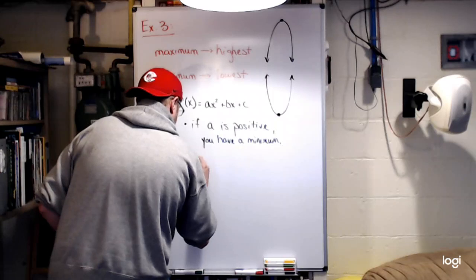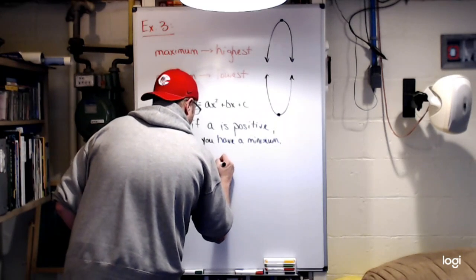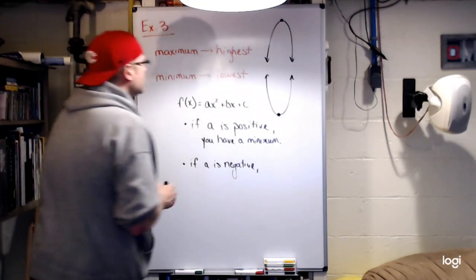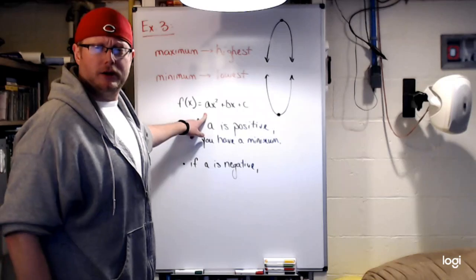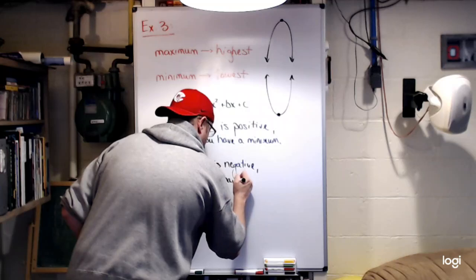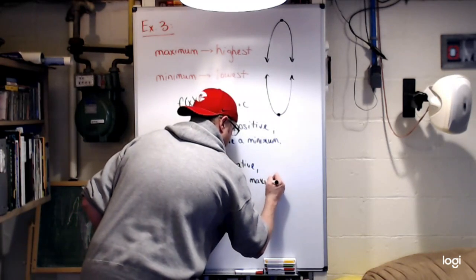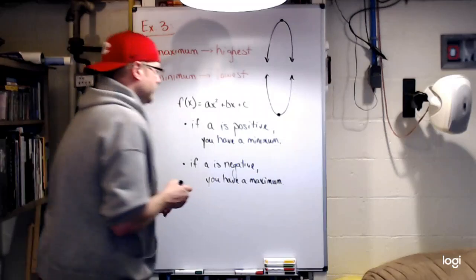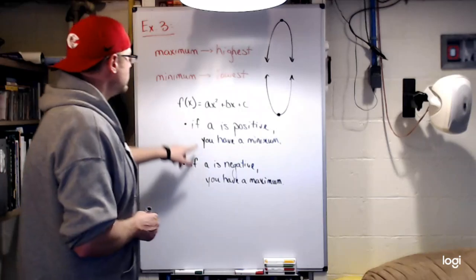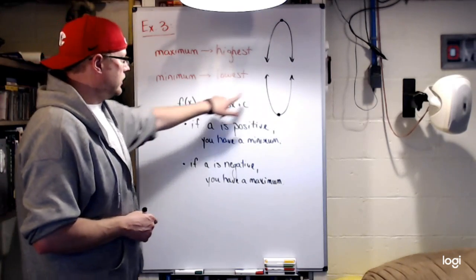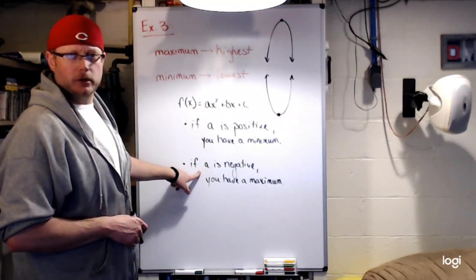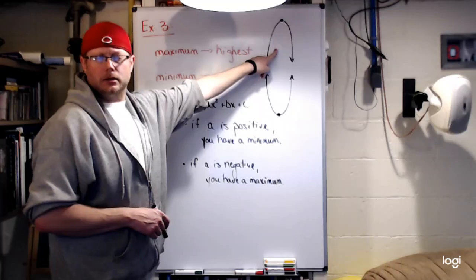If a is negative, so if your leading coefficient here is a negative number, you have a maximum. So you're going to have a parabola that looks more like this up here, okay? Positive number, you have a minimum, you have a parabola that looks like this. Negative leading number, you have a maximum and a parabola that looks like this.